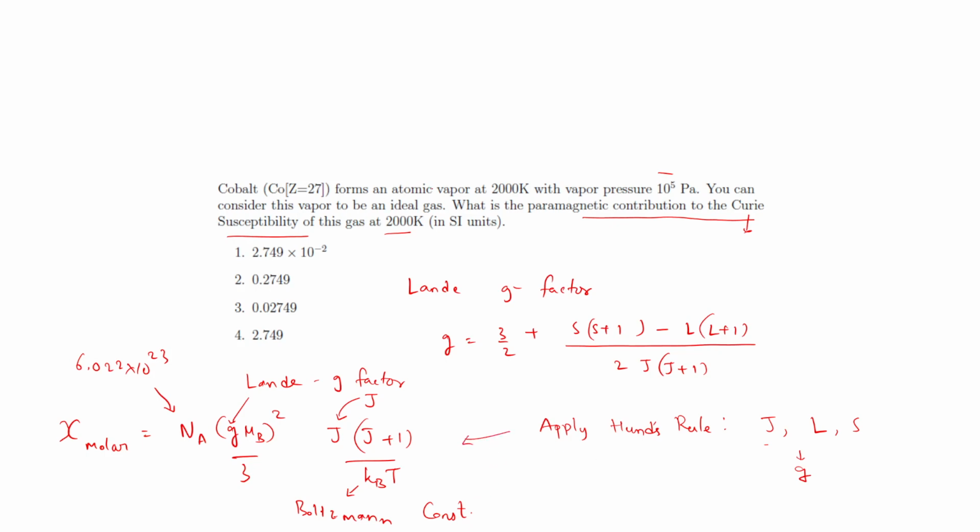So let us do that. For example, for cobalt, it is Z equal to 27. So let us just do that.